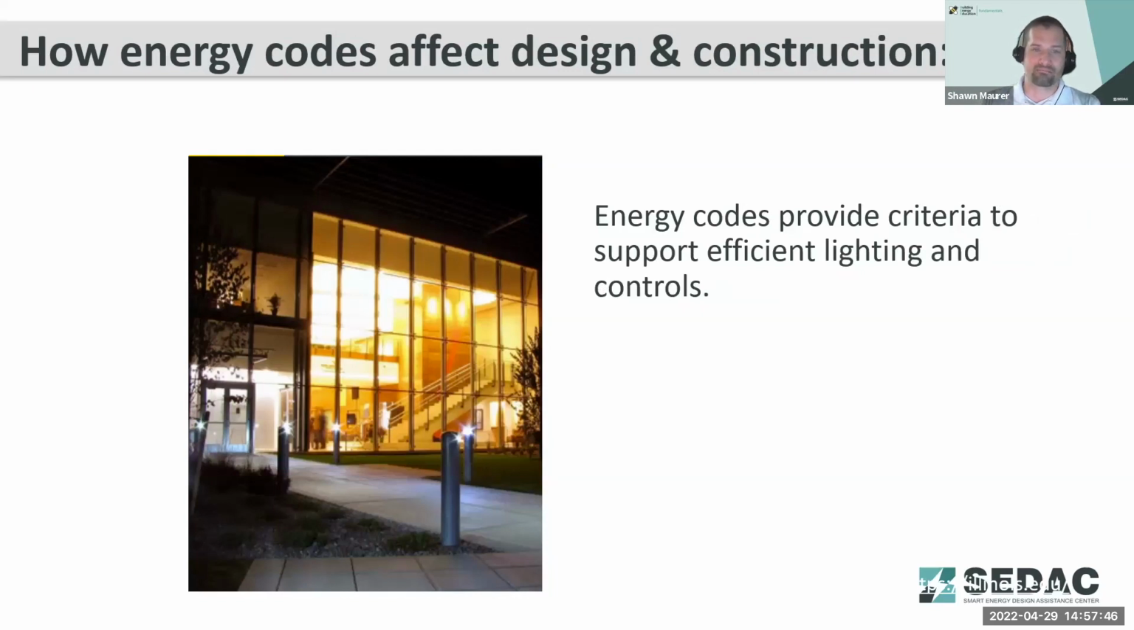Last, looking at criteria for efficient lighting and controls of lighting systems. The energy code sets minimum requirements for the installed lighting intensity in terms of watts per square foot. And then it also has mandatory requirements for how that lighting is controlled. And that's going to impact both interior and exterior lighting systems.